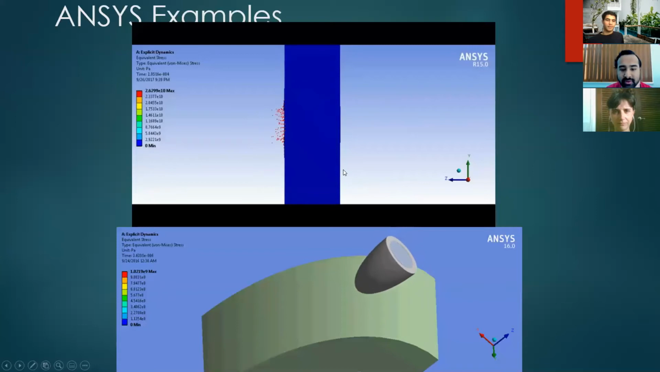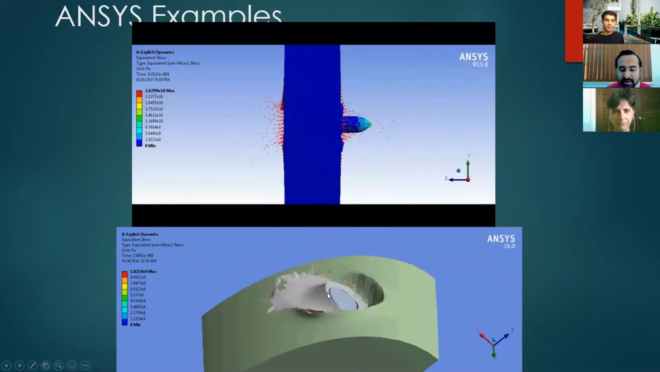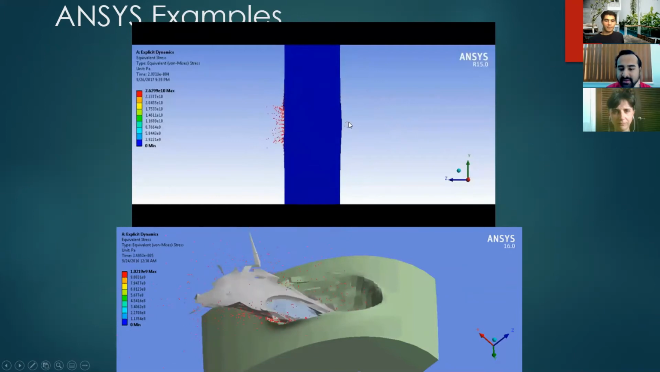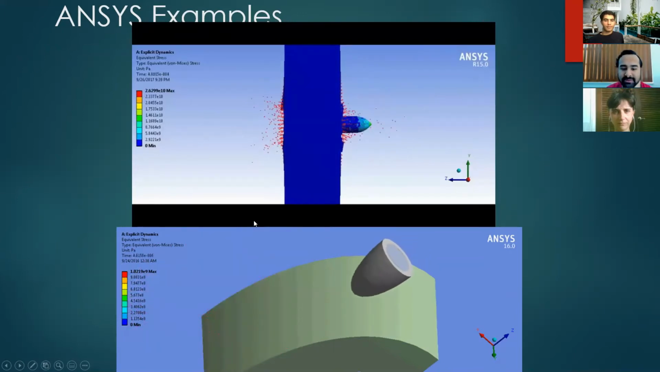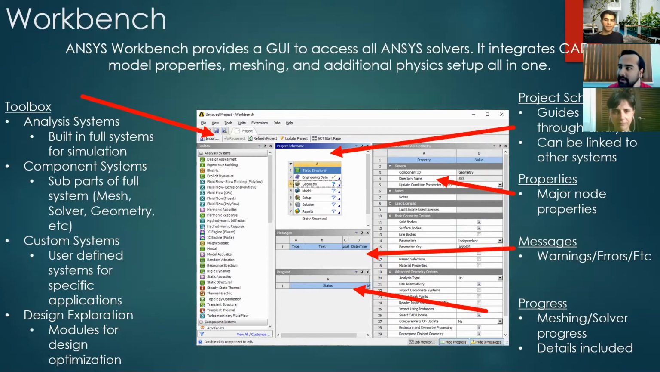You can also do bullet simulations or crash simulations. In this case, it's a bullet connecting with a piece of wall and then seeing if you can break through it or not. These are all just examples that I want to show you guys. So now to get into the nitty-gritty of actual ANSYS. But before I do, any questions?